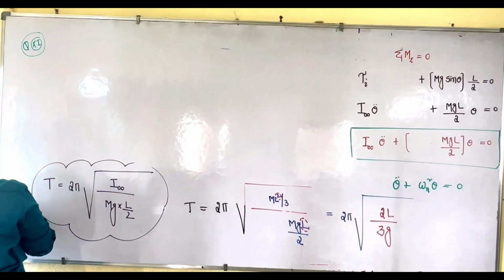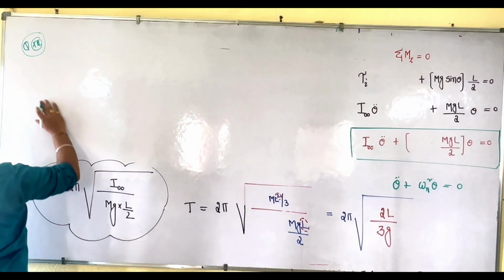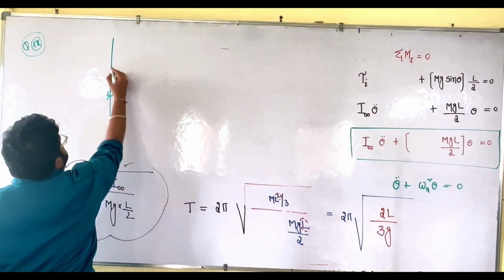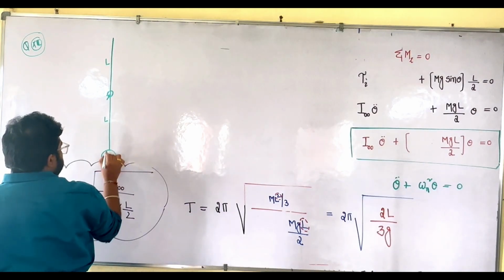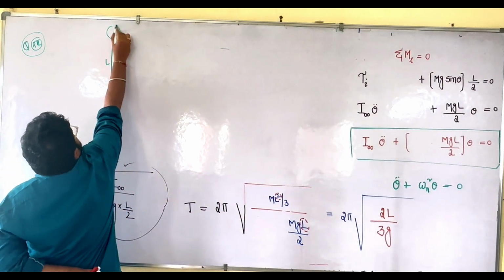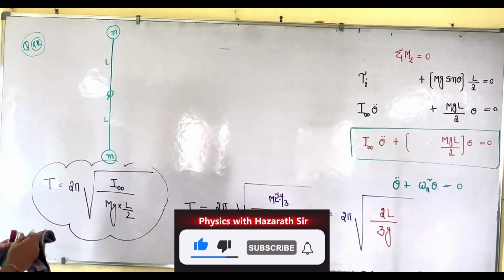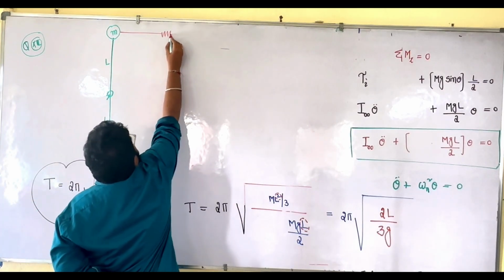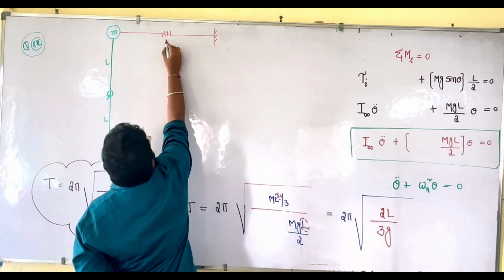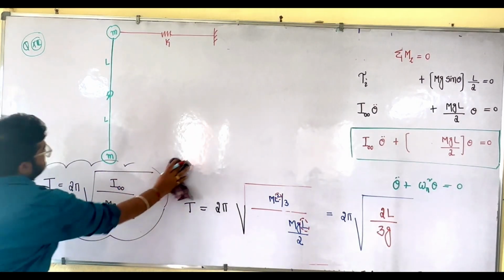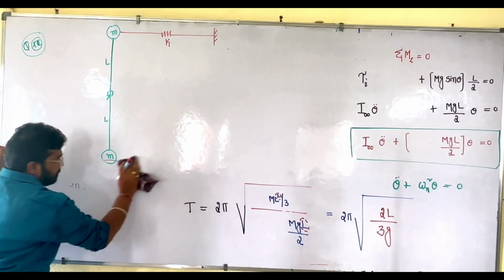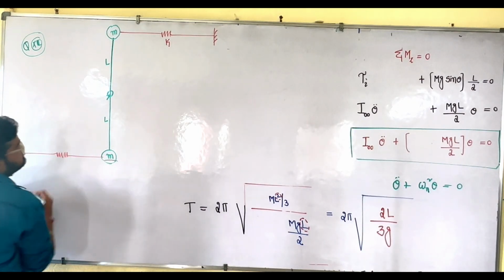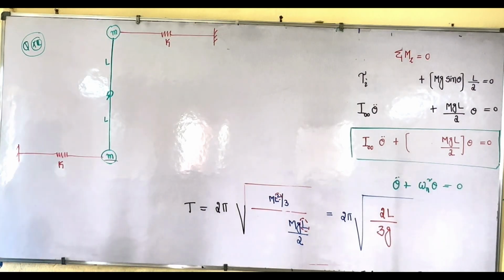Now, double pendulum problem. Here to here, this is the length L. Mass of the bob here. Here one spring is connected, K. Here another spring is connected. Another spring is connected. This is also K.